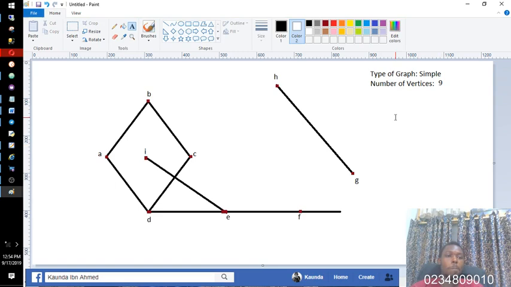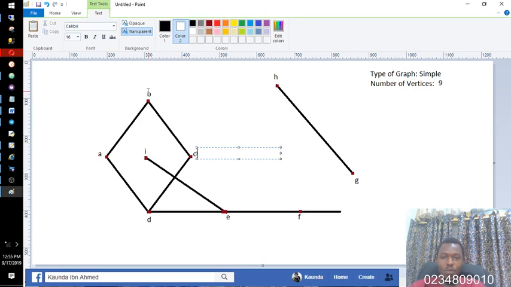Number of edges, lines, that is edges. So H to G is 1, F to E is 2, E to D is 3, A to I is 4, D to C is 5, C to B is 6, B to A is 7, and then A to D is 8. So number of edges, we have 8.